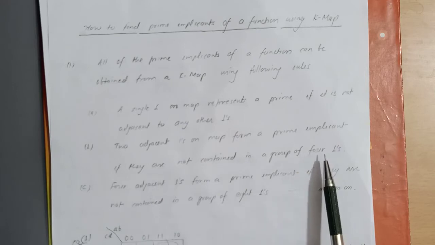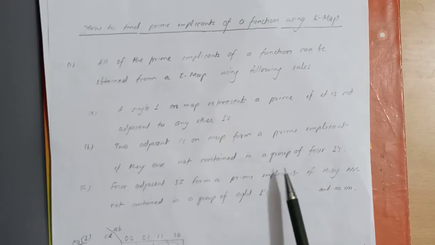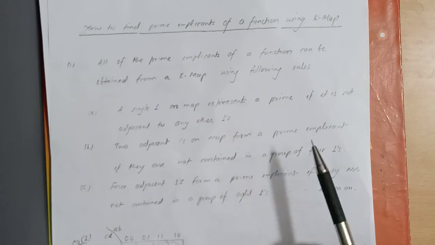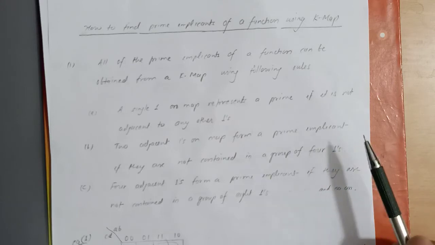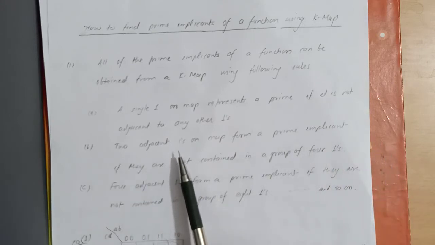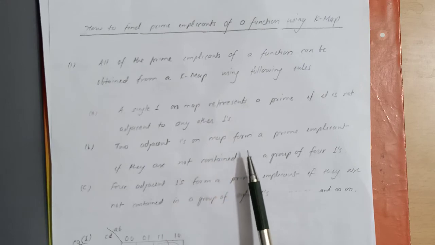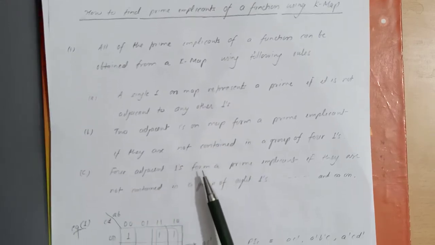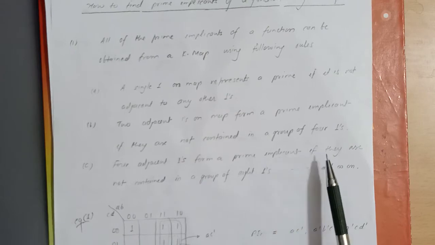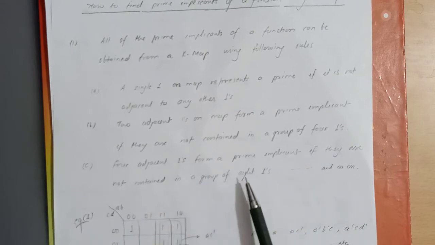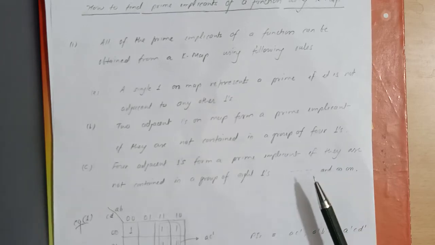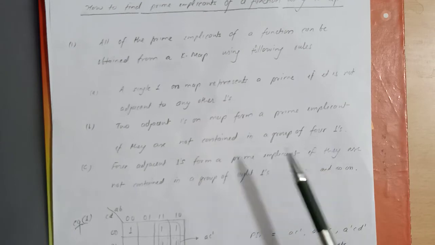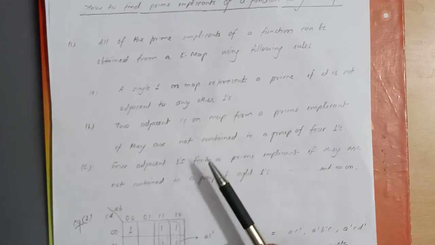group of 4. So if we have two adjacent ones that cannot be contained in a group of 4, then these two adjacent ones form the prime implicant. Similarly, four adjacent ones form a prime implicant if they are not contained in a group of 8, and so on. So basically we can find the prime implicants from a K-map easily. Consider this example.